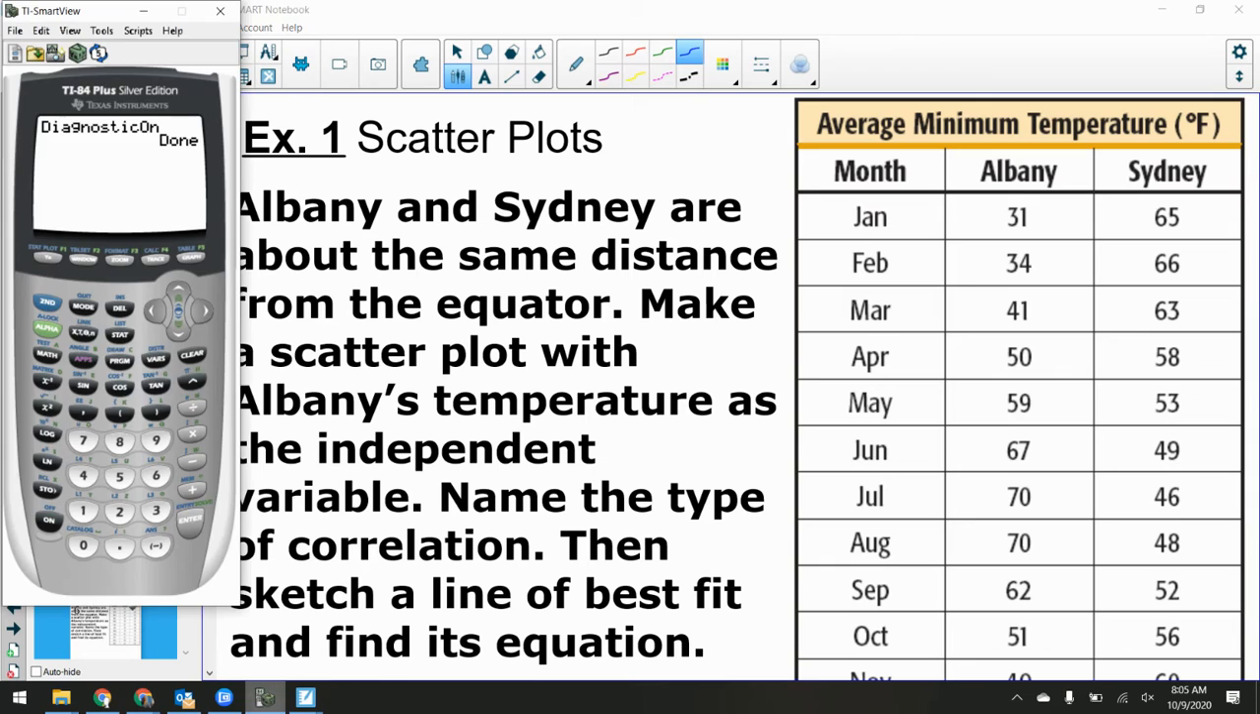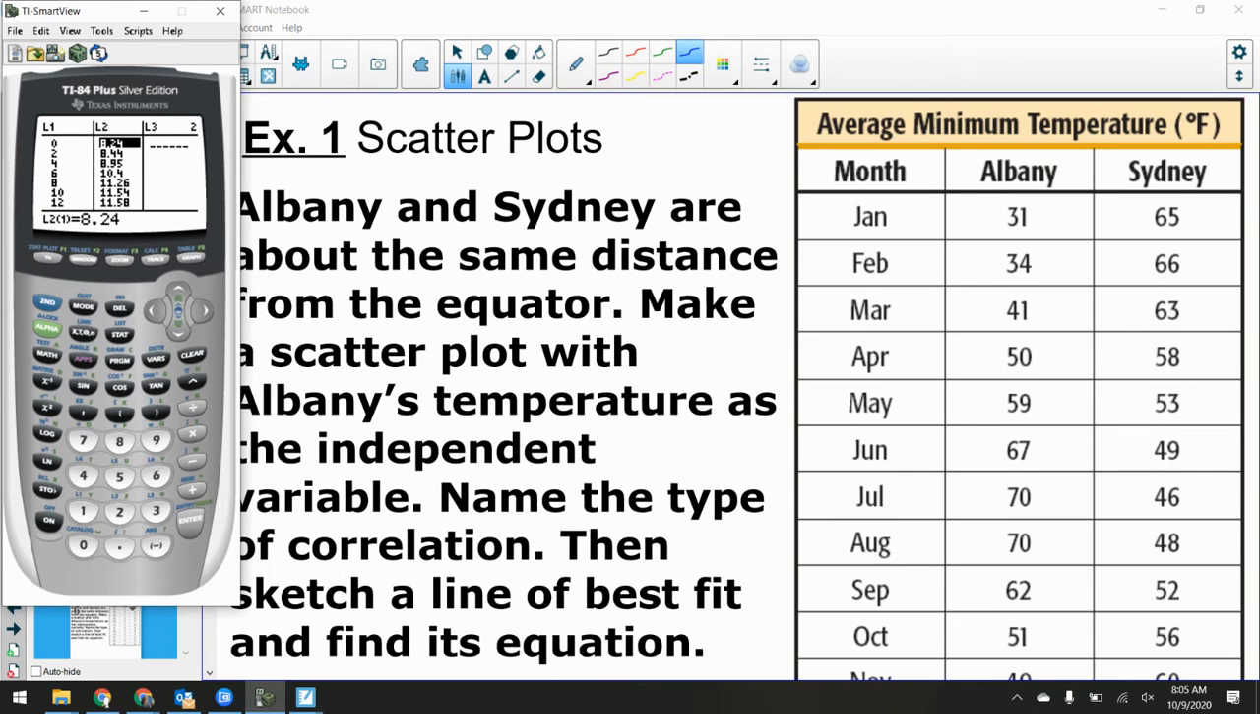So the first thing that we have to do is enter in our data. How do we do that? You see that statistics button? You hit stat and then edit. Stat, and then you're going to choose the first choice, edit.